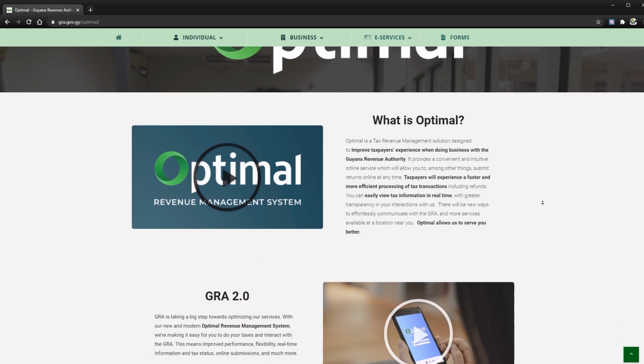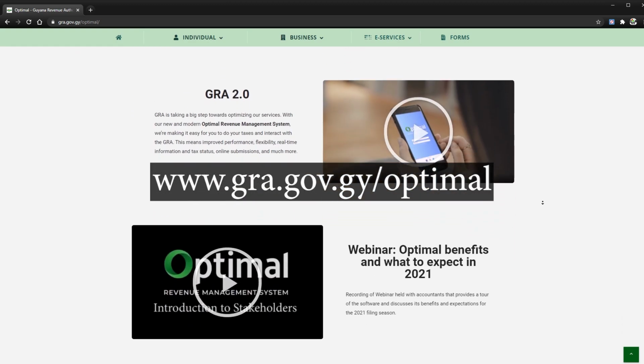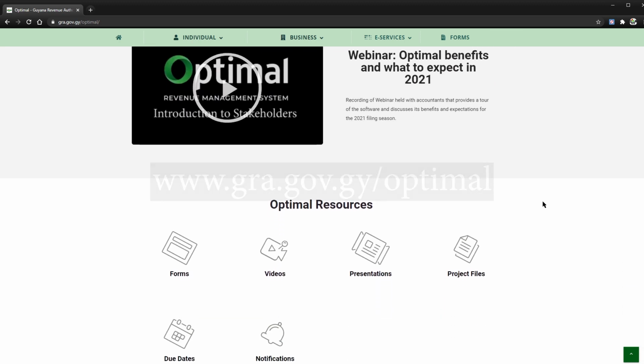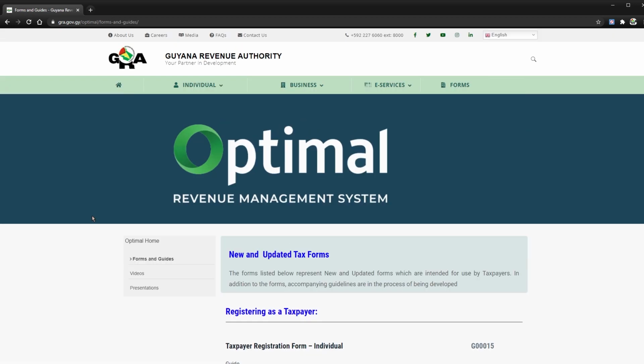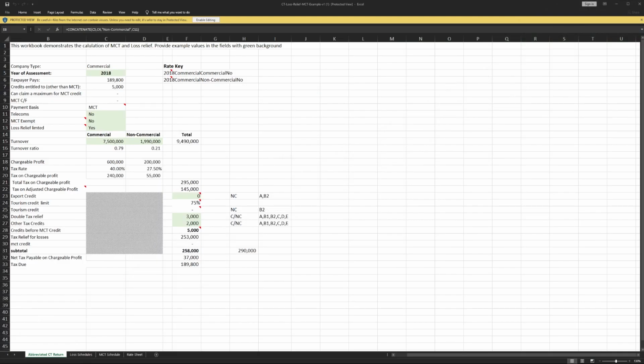Where can I find additional guidance to fill out this form? Guides to this form can be found on the Optimal website, www.gra.gov.gy/optimal. An Excel spreadsheet with the various schedules can also be found here. The return must be submitted with the various schedules and supporting documents.